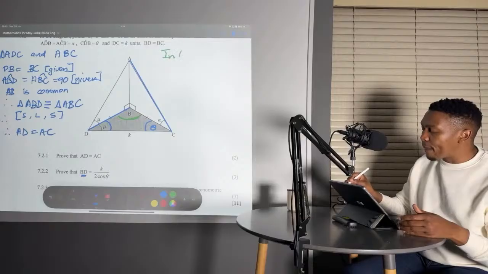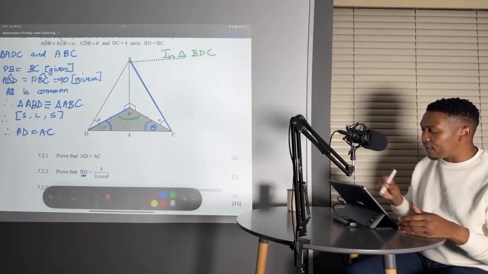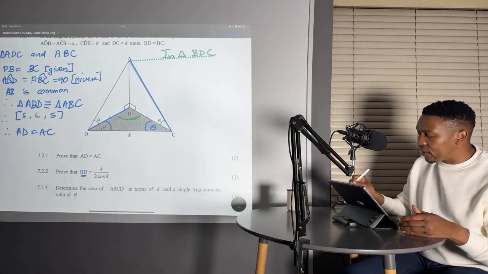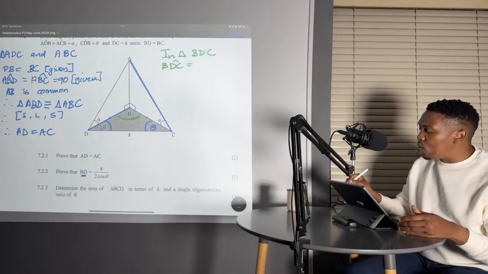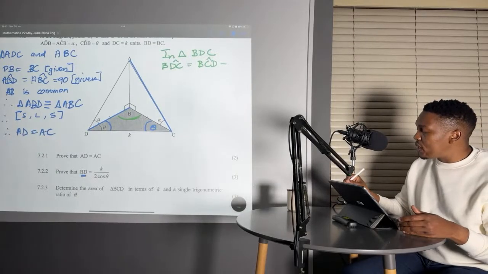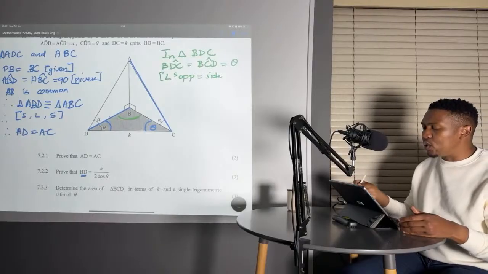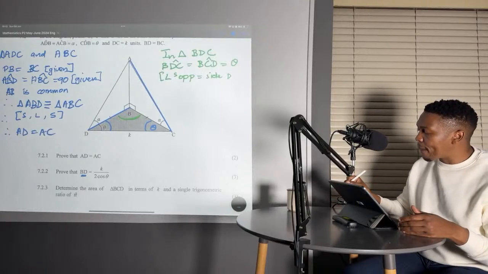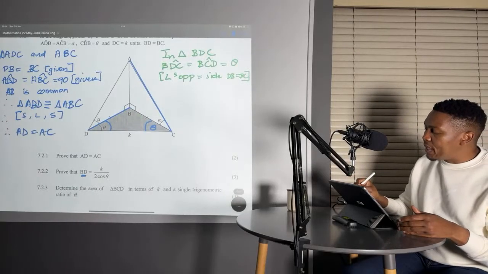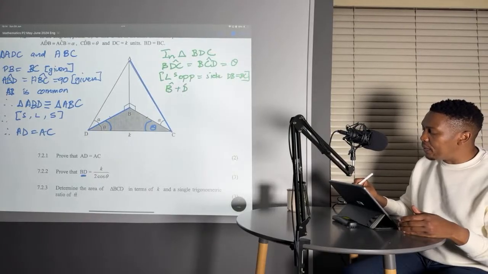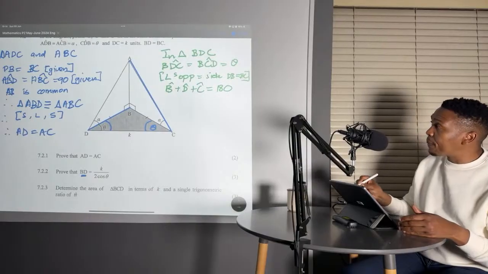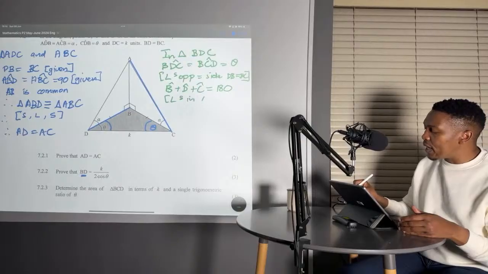So in triangle BDC, I know in this case that angle BDC is equal to angle BCD, which is equal to theta. Why is that? These are angles opposite equal sides. If you need to, you can state again that DB is equal to BC. So now that means that angle B plus angle D plus angle C is 180. Those are angles, sum of angles in a triangle.